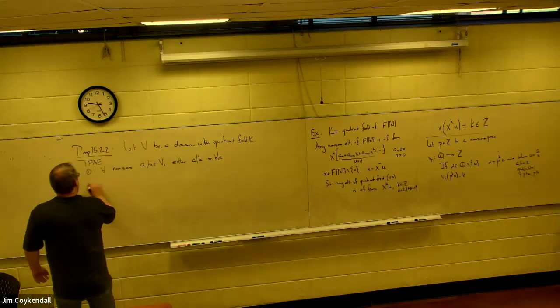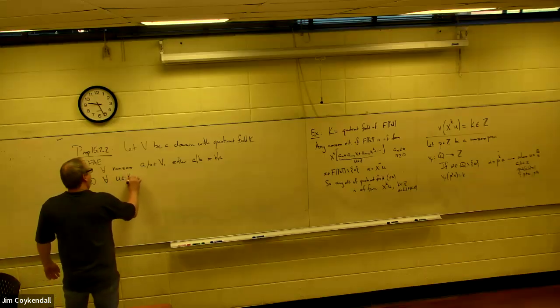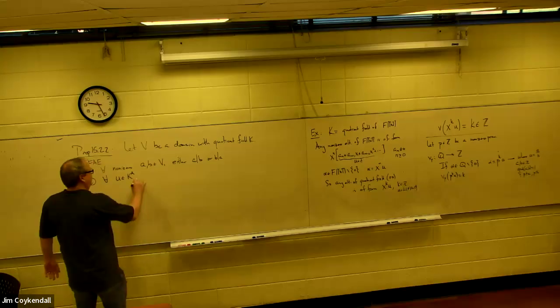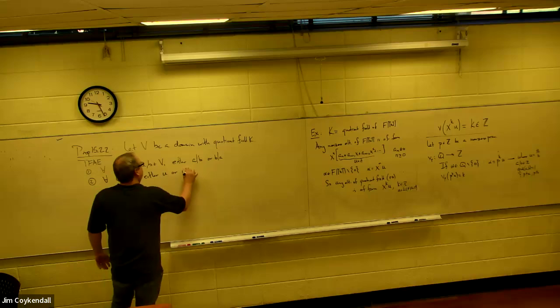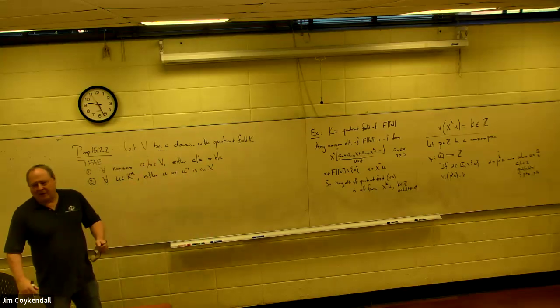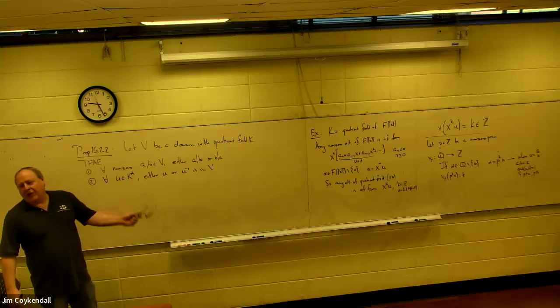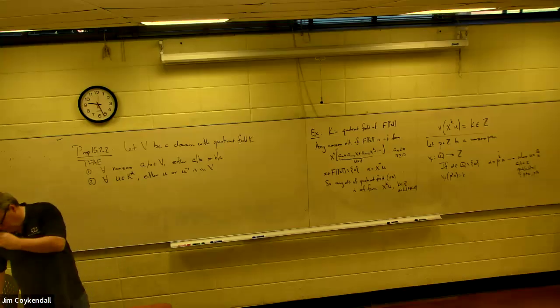Two, for all U in K star, that is the quotient field, either U or U inverse is in V. So take anything in the quotient field, either it's already in V or its reciprocal is, one of the two, sometimes both.